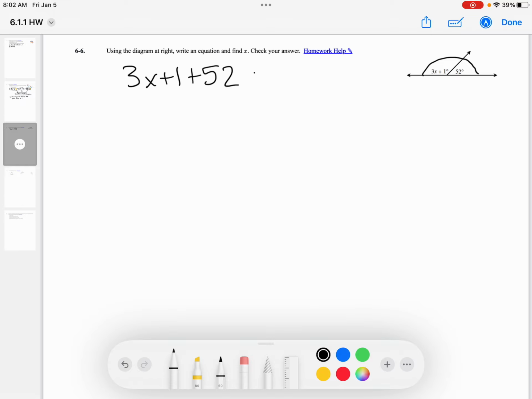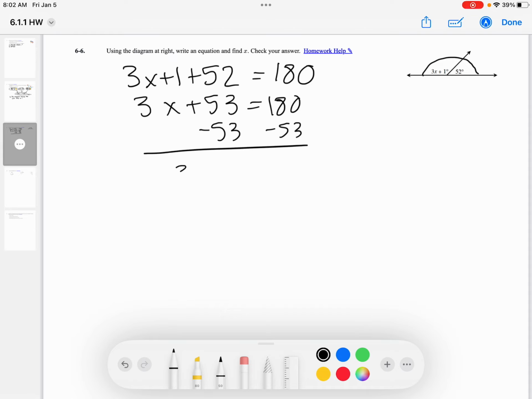If we add the two angles together, they equal 180 degrees. So now we just have a linear equation we need to solve. 3x plus 53 equals 180. We'll subtract 53. 3x equals 127. We'll divide by 3 on both sides. x equals 127 divided by 3, which is some decimal number.